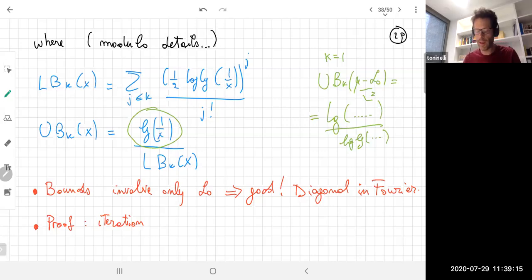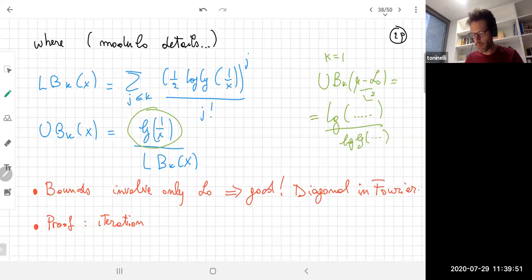And then, as k grows, this becomes more and more complicated, because you get log squared, cubed, etc. So somehow the terms you are adding are bigger and bigger, because you get logs to some power. But on the other hand, you are dividing by j factorial. So it's not so obvious. Okay, anyway, as I was saying, the good thing is that the bounds only involve the L0, which is good. They are for now diagonal in Fourier space and also in the order of the chaos.